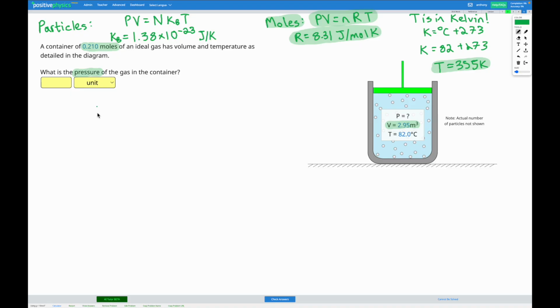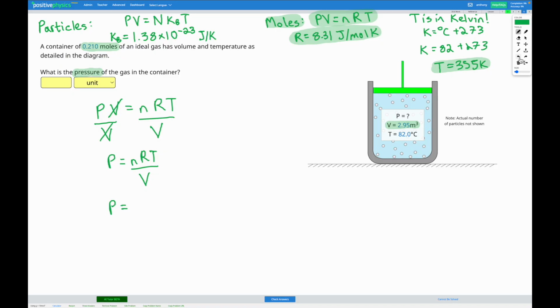So our equation is PV equals nRT. We're trying to find P, the pressure. So I'm going to divide by V on both sides of my equation so that it will cancel out on the left. And I'm left with P is equal to nRT over V. So we can go ahead and put in our numbers.